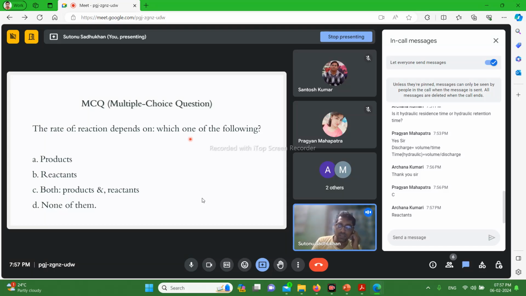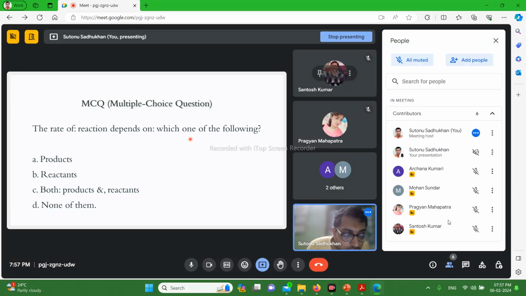Progan is telling C and Orchona is telling us reactants. Hmm. Any other? Santosh and Murugeshwari has left, I think. Okay. Mohan has joined. Okay, so Mohan, go ahead. Can you answer?